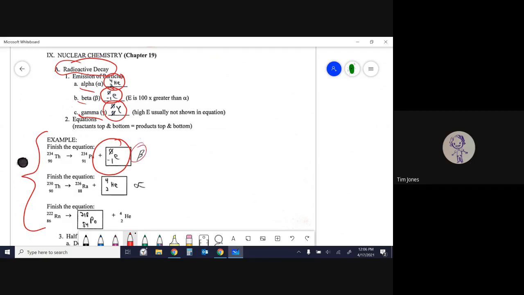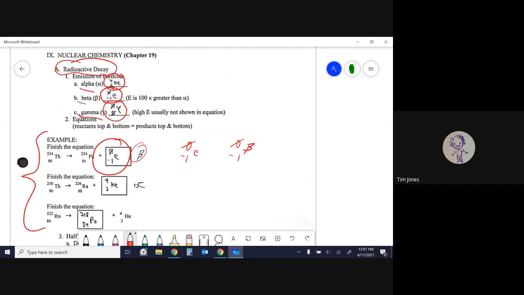Now, I've seen this written different ways. I've seen it written the way I did, 0, -1 with a little e. I've also seen 0, -1 with the beta symbol. Whatever works for you is good, as long as it accomplishes the idea here. And so this would be beta decay.